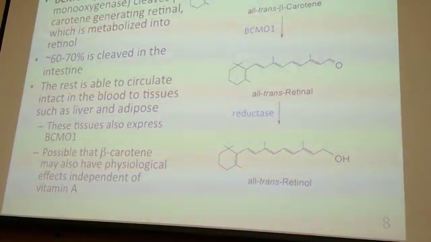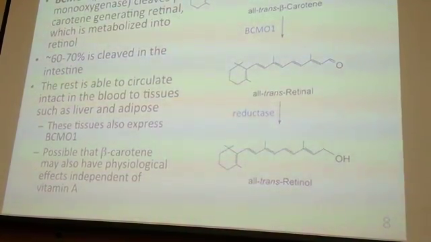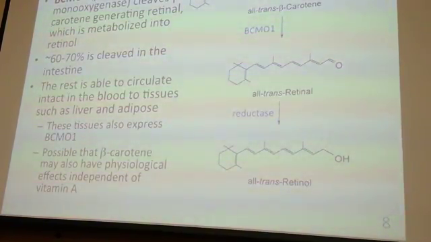And a lot of these do express this enzyme. It's possible, and there's speculation, that beta-carotene could have other effects beyond its metabolism into retinol or other retinoids, but most of the effects are thought to be from its metabolism into these vitamin A retinoid forms.